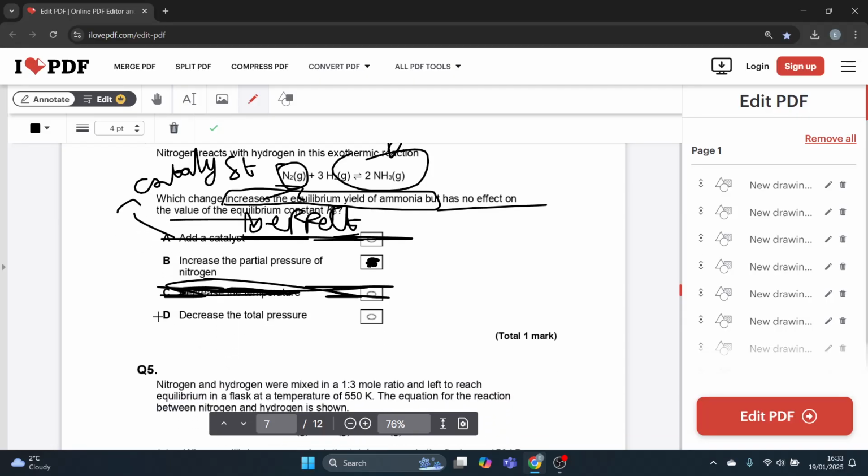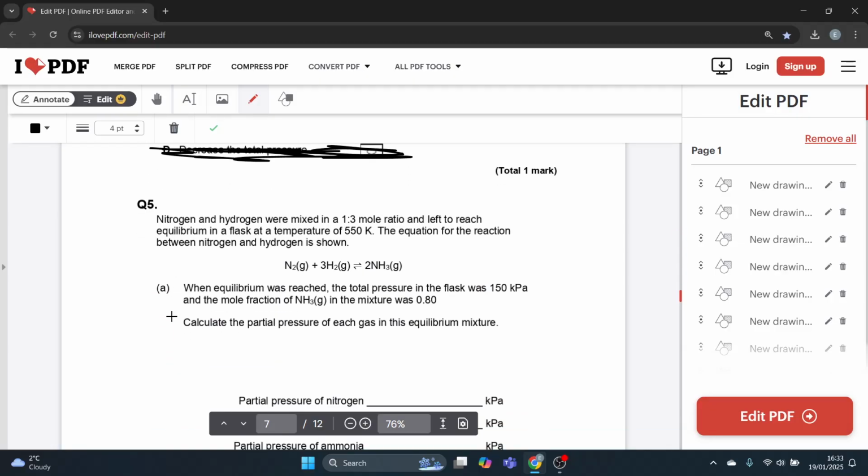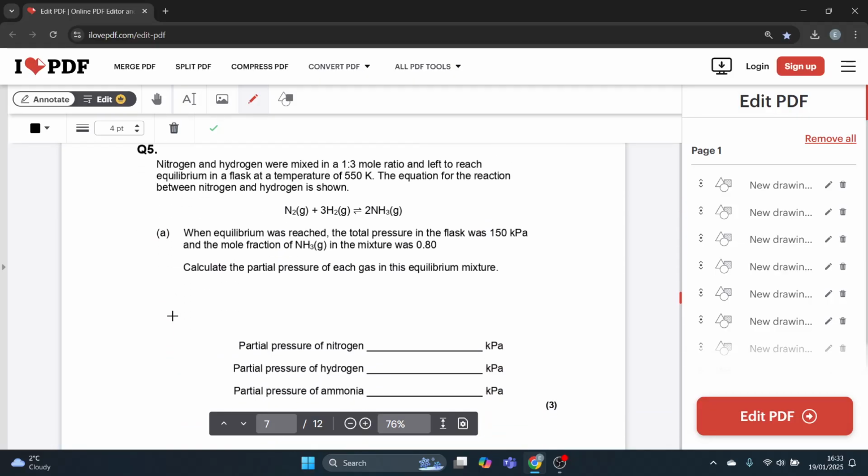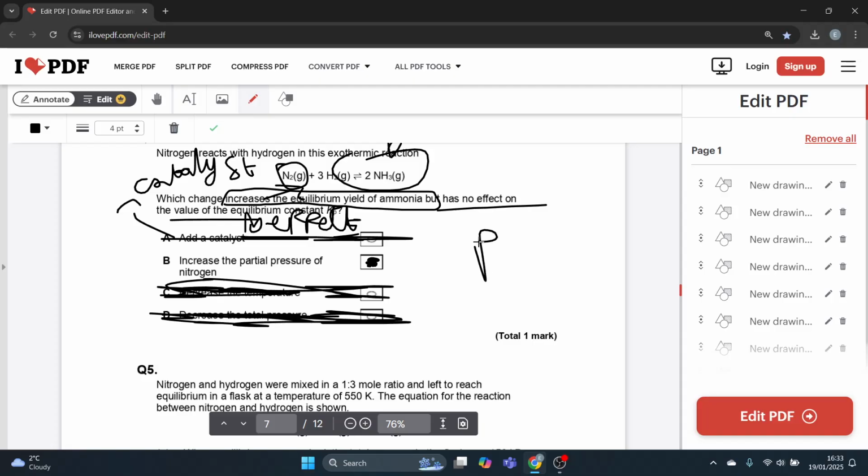But if I decrease the total pressure, no, it's not going to increase the equilibrium yield of ammonia. In fact, it would probably decrease it. So 4B is the correct answer.